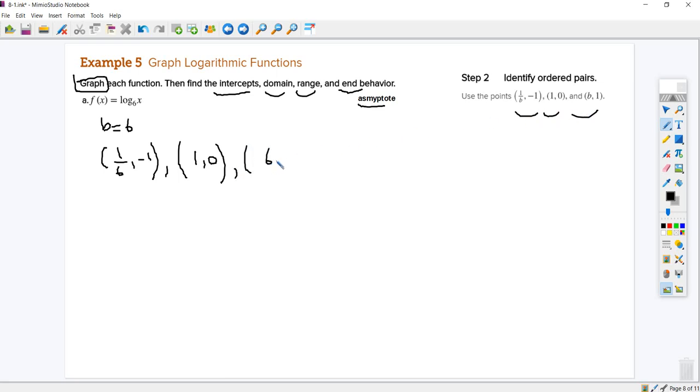So we can say these 3 points are 3 special points that belong to the logarithmic function of log base 6 of x. 1 over 6, negative 1, there for sure. 1, 0 is there, and 6, 1 also. Okay, we will see these 3 in the graphing calculator and verify they are there or not. So for this one, I will just go to Desmos.